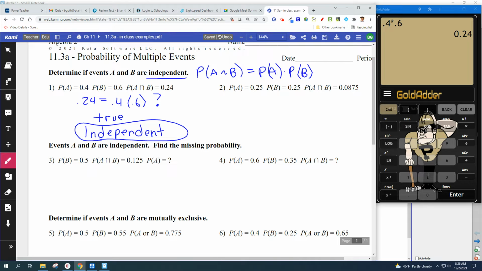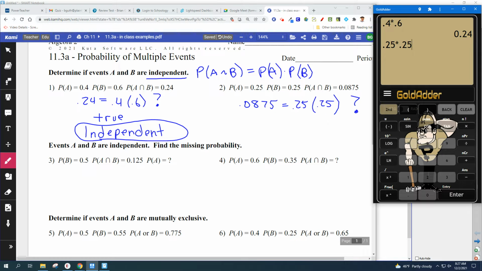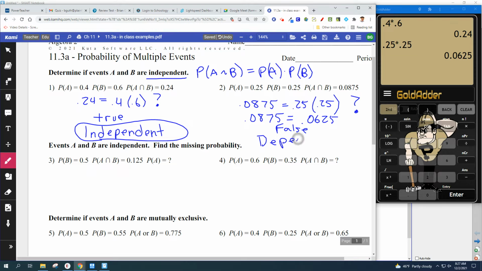Okay? So if we look at number 2, it's the same thing. We want to see if the probability of A and B, 0.0875, is equal to A times B. Is that true? So question mark. I'm asking myself a question. Is that true? Well, 0.25 times 0.25 is not the same thing, right? That's 0.0625. So 0.0875 equals that, that's false. Okay, that's false. So guess what? Dependent.